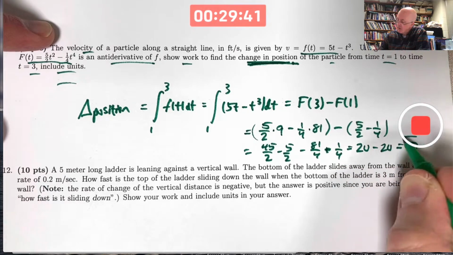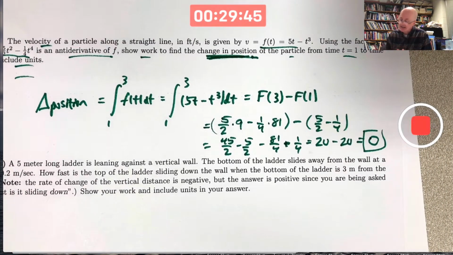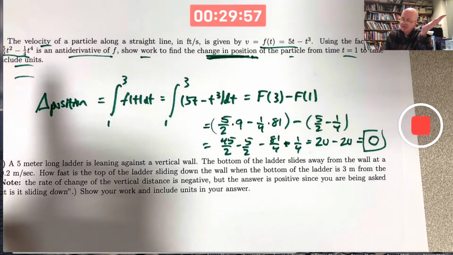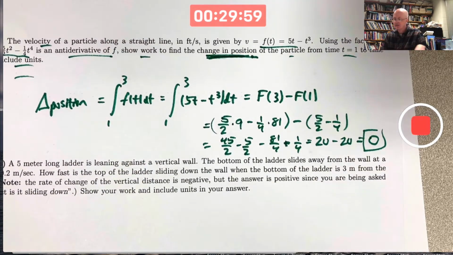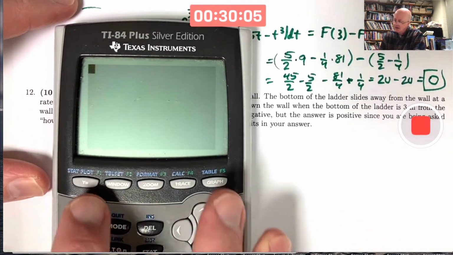Answer is 0. Whoa, is that an accident? Well, if I haven't made a mistake, no, it's not an accident. The change in position is 0. This particle is moving back and forth from time 1 to time 3. It ends where it started. The ending position at time 3 is the same as the starting position at time 1. Okay? Let's just double check this with the calculator.